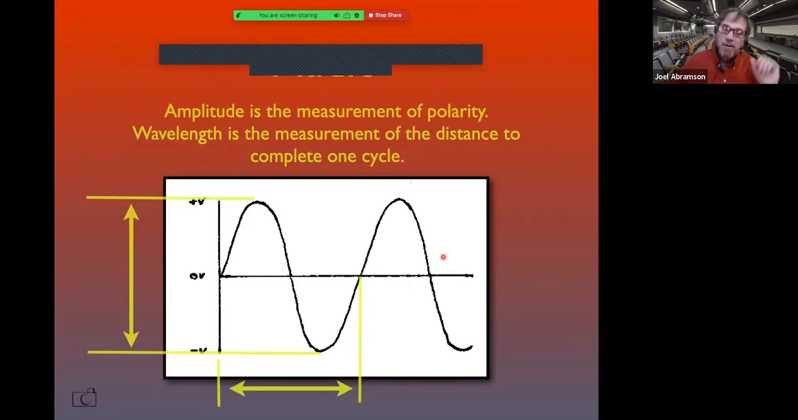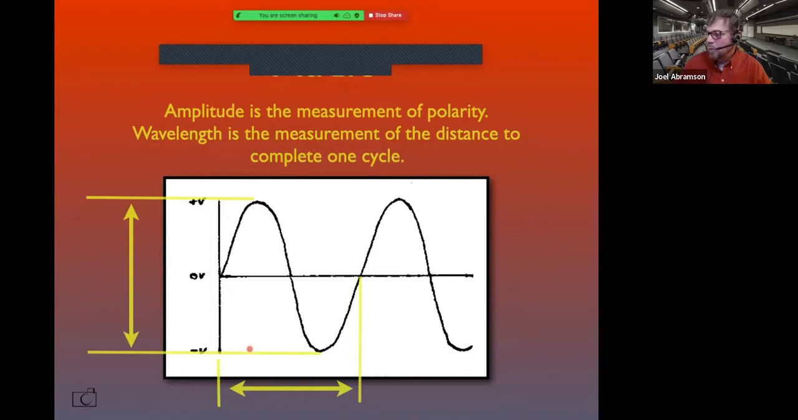And here are the components of an audio wave. We've got amplitude, right? And amplitude is usually measured in some sort of polar fashion, a plus value and a negative value. In this case, it's voltage, plus voltage, and negative voltage. All right. So it's a measurement of polarity, the amplitude is, and the other measurement is wavelength.